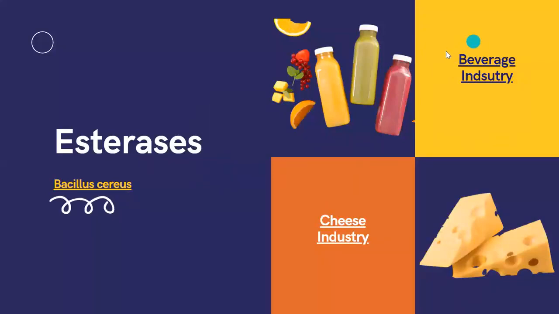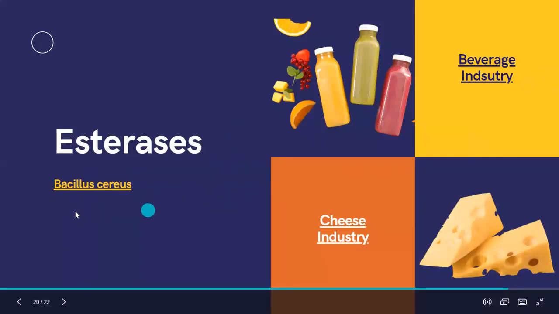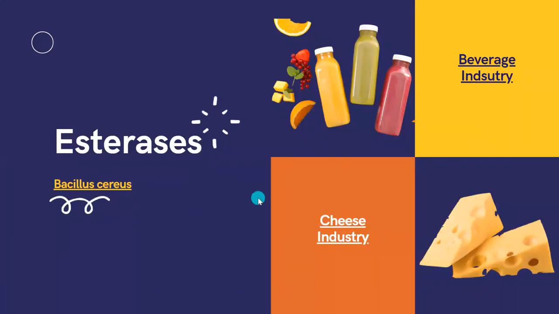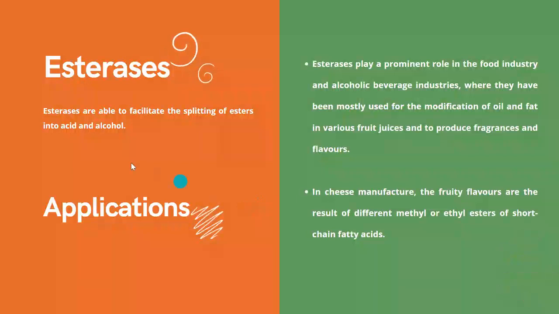Now moving to esterases. This is again used in the beverage industry and cheese industry. Esterases are obtained from Bacillus cereus. Esterases are able to facilitate the splitting of esters into acids and alcohols. Esters are nothing but long chains of molecules. These esterases break down the esters into two compounds, that is, acid and alcohol. So what are its applications?